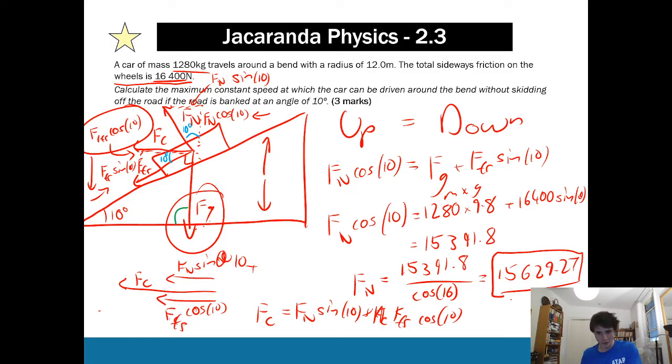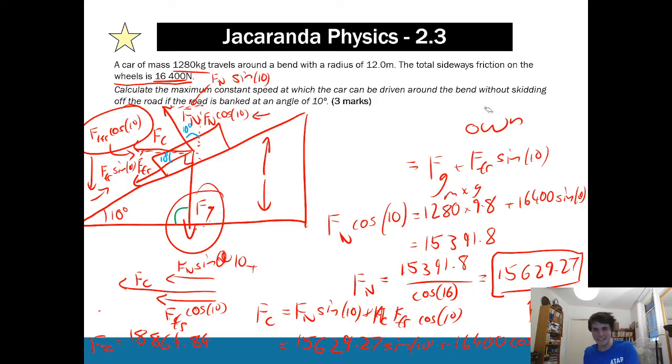Okay. Hopefully that makes a little bit of sense to you guys. And now, remember, we know what our normal force is. We calculated it. We know what our frictional force is. That's our 16,400. So we can sub in our values and finally evaluate what our centripetal force is. That gives us 15,629.27 times sine of 10 plus our frictional force, which is 16,400 times cos of 10 there. If we put all of that into your calculator, we get a centripetal force, our Fc, equal to 18,864.84.